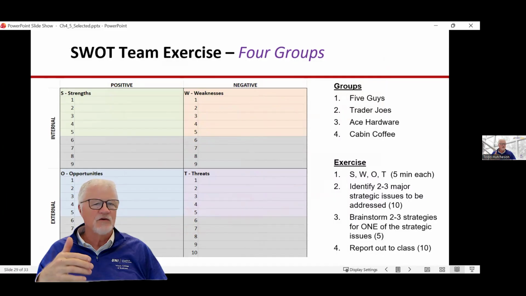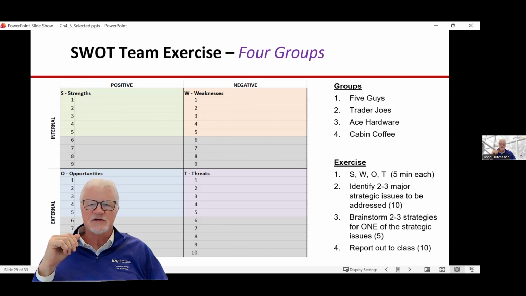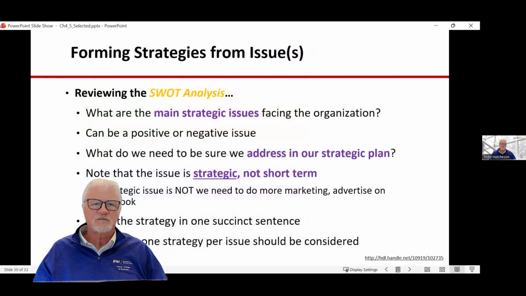What are the opportunities for that business? What are the threats for that business externally? Create the SWOT, identify 2 to 3 major strategic issues, brainstorm 2 or 3 strategies. By golly, at the end of that, you have a pretty strong look at strategies that you can exercise to lead to greater success for that business.